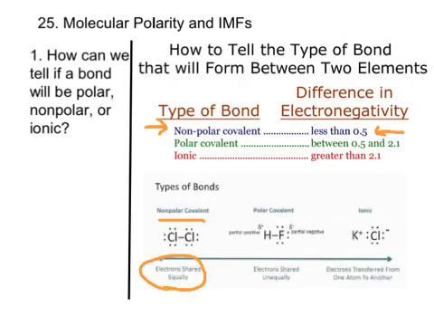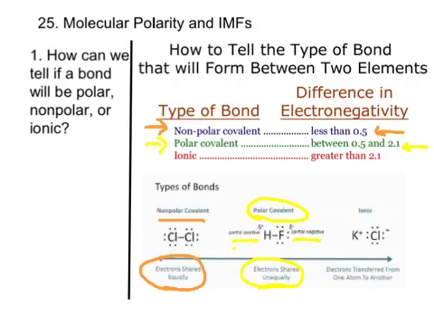Now, in a polar covalent bond, the electronegativity difference is between 0.5 and 2.1. And so in a polar covalent bond, these electrons are shared unequally. So there's one of the atoms that has a stronger pull on the electrons than the other. The one that has a stronger pull has a partially negative charge, and the one that's kind of losing that tug-of-war battle has a partially positive charge.